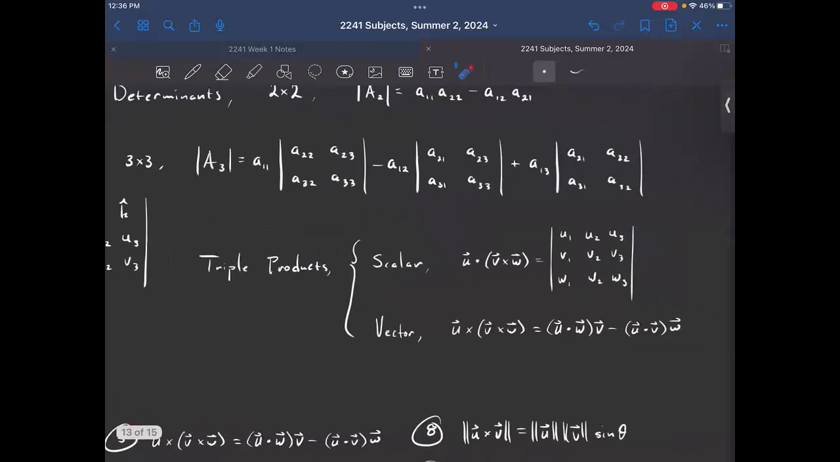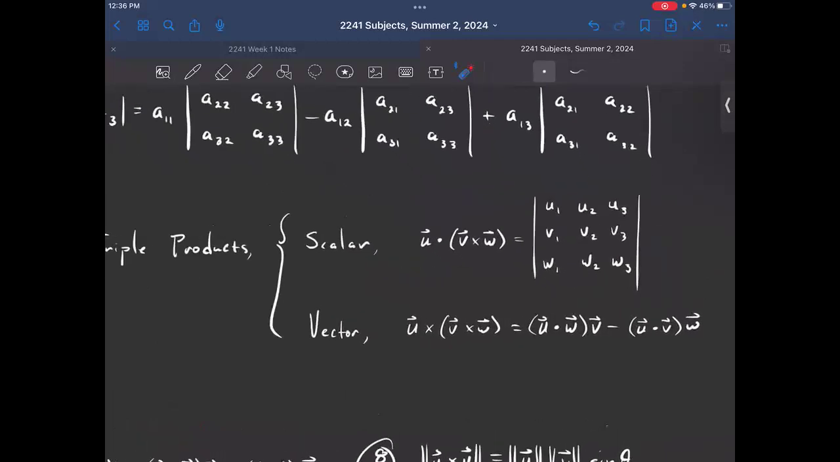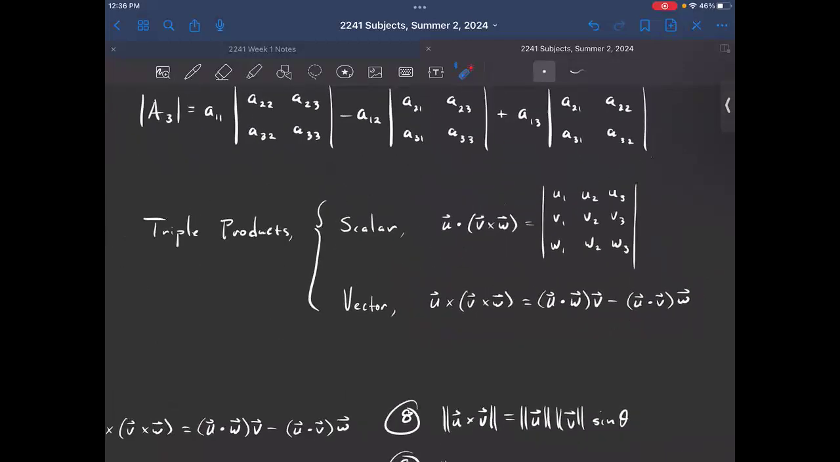I'm going to skip torque for a second and come back to it. We also have these triple products, these scalar and vector triple products. So the scalar triple product is, all right, take the cross product of two vectors and then dot that with another vector u. And this ends up being equivalent to computing this determinant. There's a reason for that. It's a little bit complicated, so I probably will not go over it until the explanations video. But for now, just remember, all right, determinants are our friend.